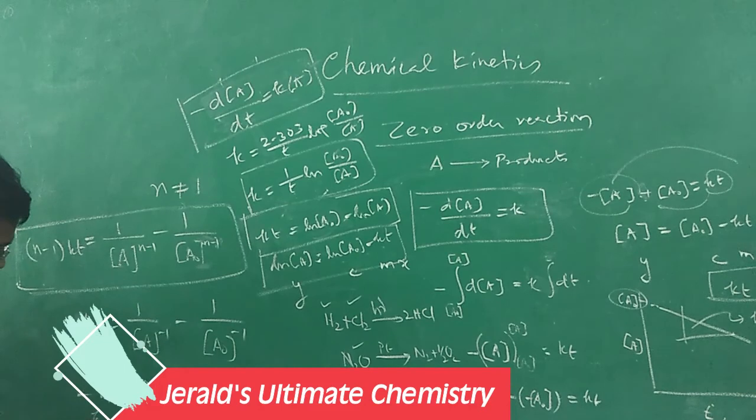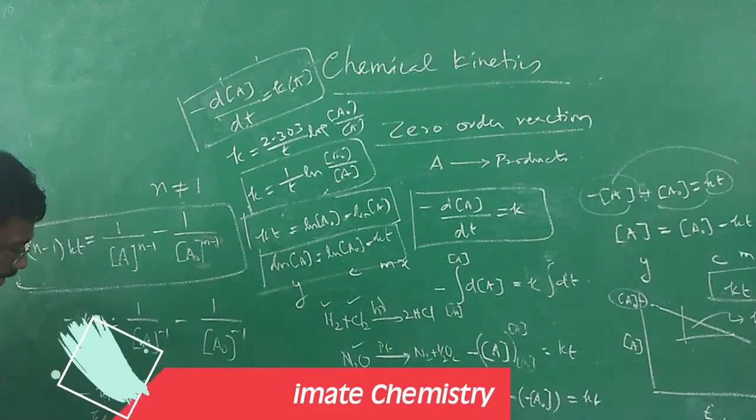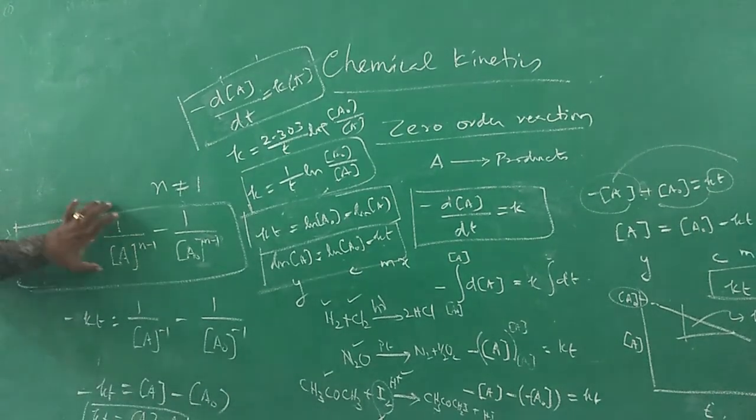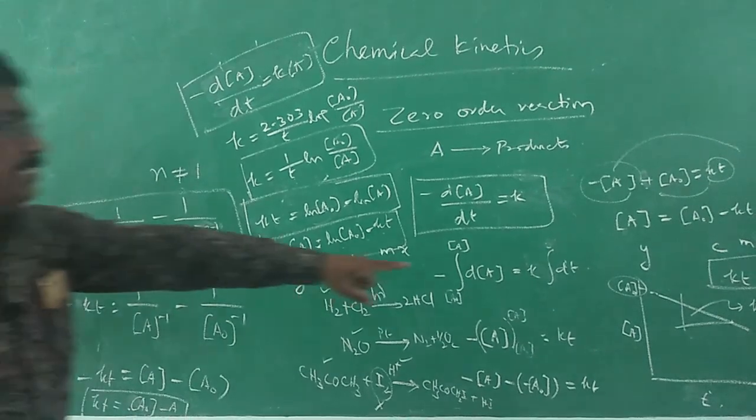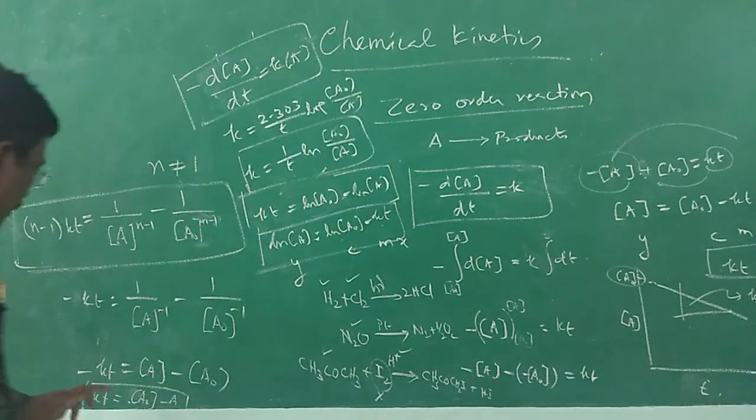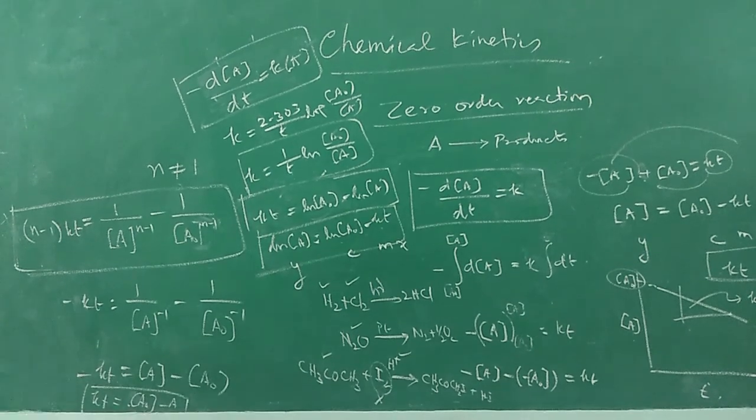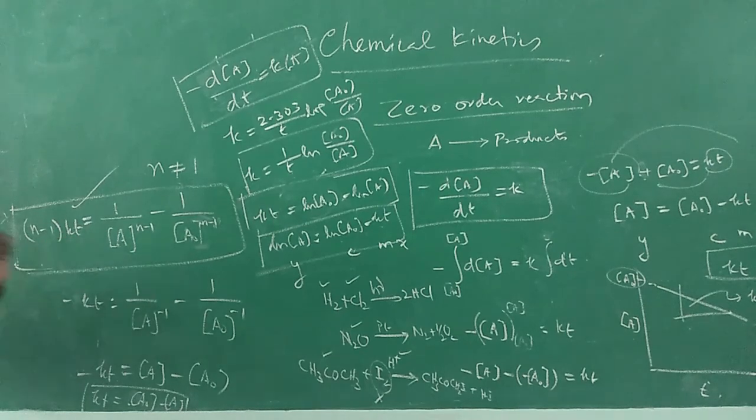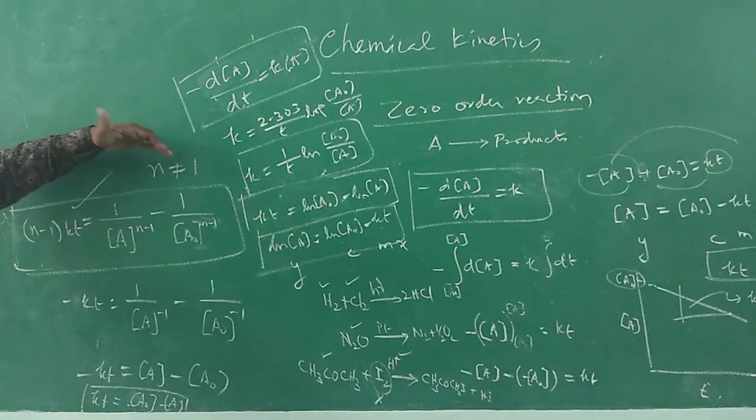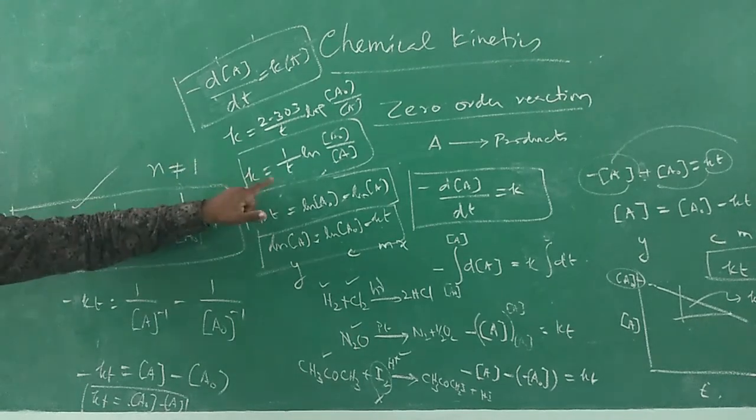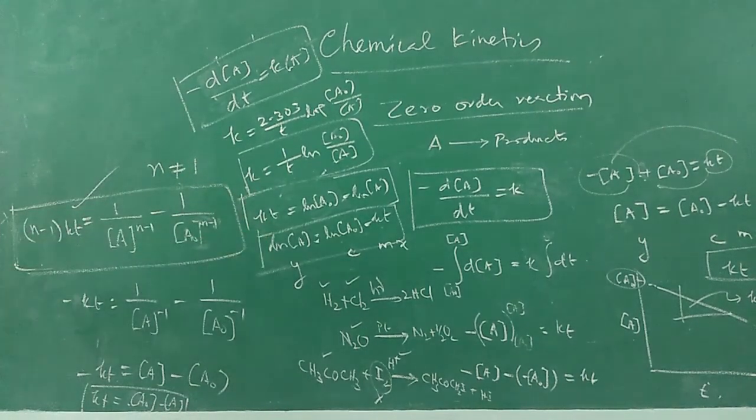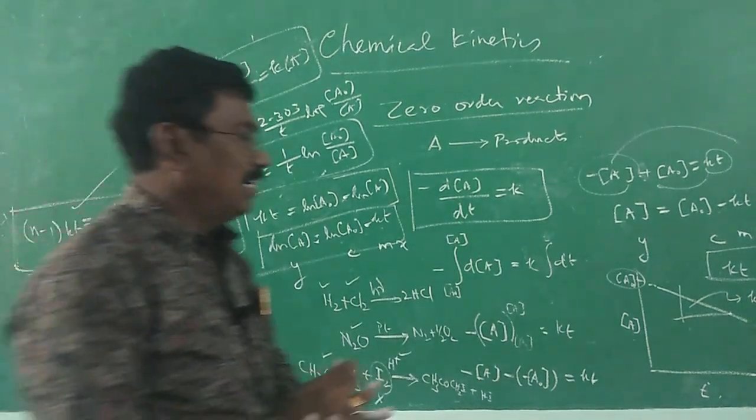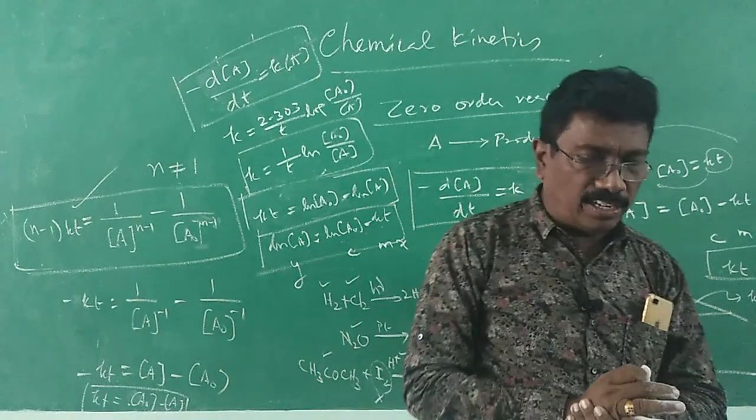Minus kt is equal to [A] minus [A]0, or plus kt is equal to [A]0 minus [A]. So kt is equal to [A]0 minus [A]. This equation is applicable for zero order reaction to get the value of rate constant. Alright? When n is not equal to 1. When n is equal to 1, this is the expression: kt is equal to ln[A]0 minus ln[A]. So that is about expression for rate constant for different order reactions.